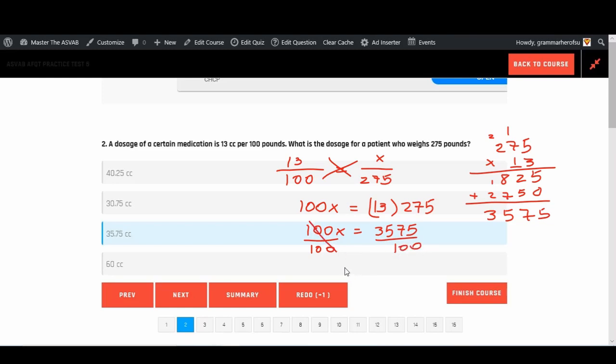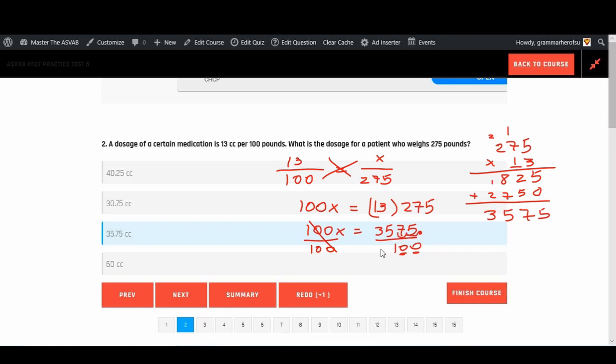Okay, this crosses out. We're left with x equals 3,575 divided by 100. Fortunately enough, there's a trick to doing division whenever the denominator is 10, 100, 1,000, and so on. The trick is to count up how many zeros there are in the number and shift the decimal place either left or right accordingly. In this case, 100 has 2 zeros. Again, that decimal is right there. So we're going to shift this, since it's division, to the left twice.